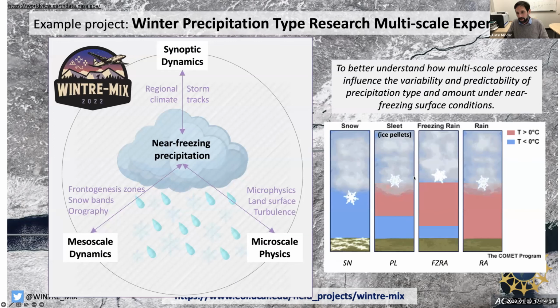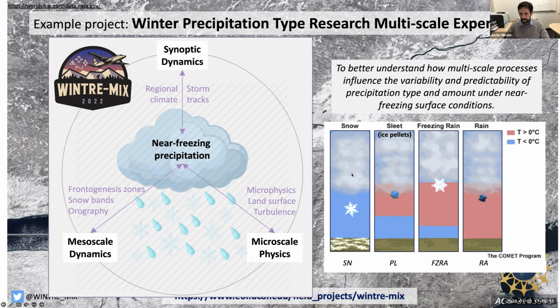So first, just a little bit of background on my field campaign. It's called Wintry Mix, the Winter Precipitation Type Research Multi-Scale Experiment, and it took place in early 2022, so it's about a year ago. And the focus of this project, you see here the mission statement: to better understand how multi-scale processes influence the variability and predictability of precipitation type and amount under near freezing surface conditions. So what we're interested in is the processes that lead you to get these different types of winter precipitation, especially when the temperature is right near the freezing threshold.